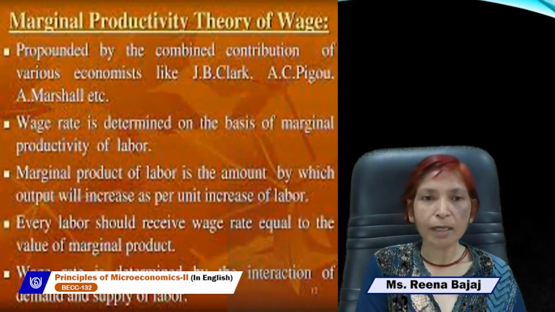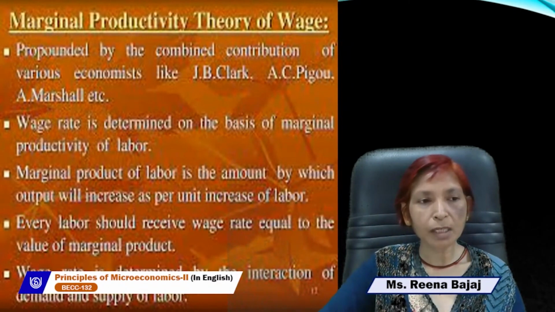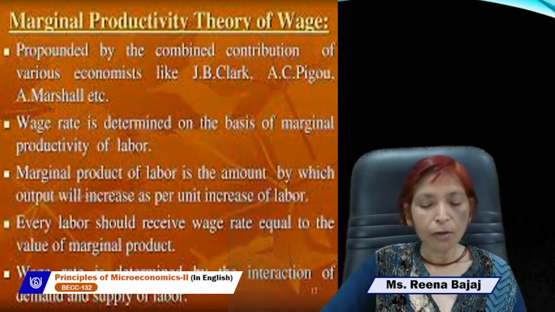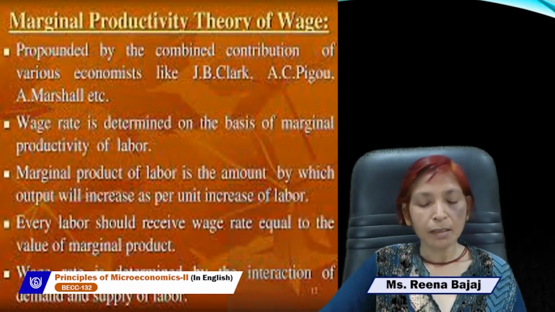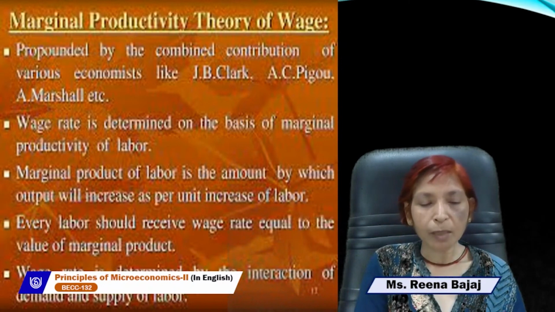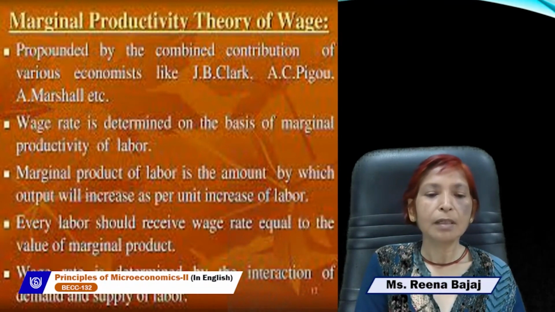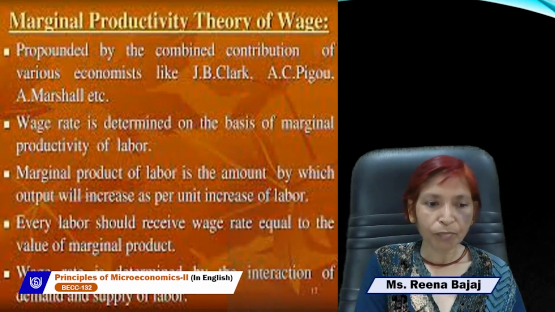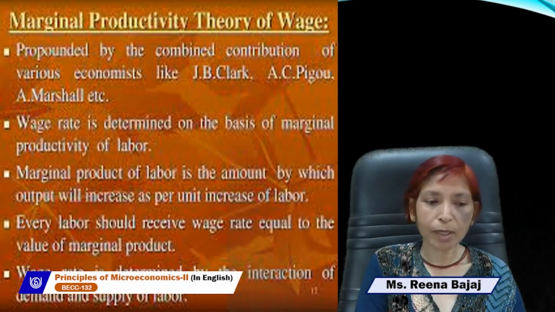Next, the marginal productivity theory of wage. This theory was propounded by J.B. Clark, A.C. Pigou, and Marshall. As you know, wage is the reward for using labor. The wage rate is determined where the marginal productivity of labor equals its price. Marginal productivity of labor is the amount by which output will increase per unit increase of labor. Every laborer should receive a wage rate equal to the value of the marginal product.